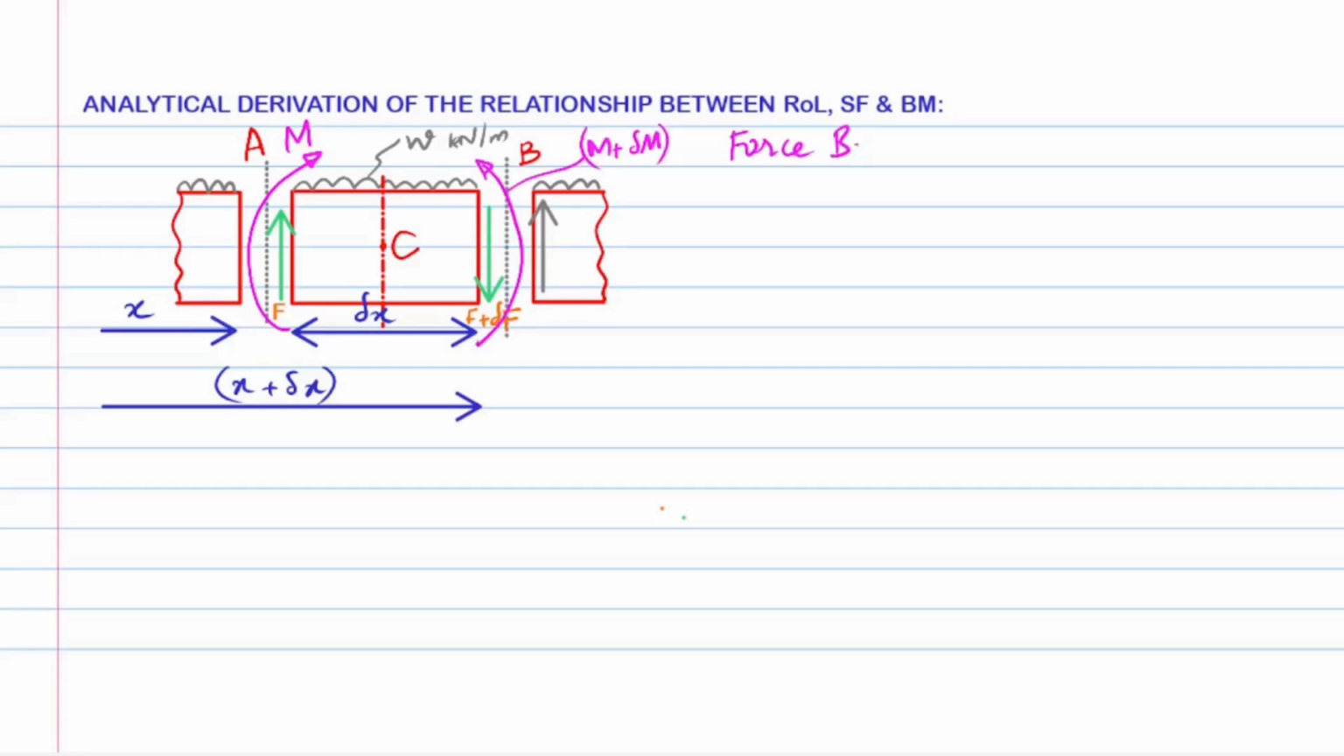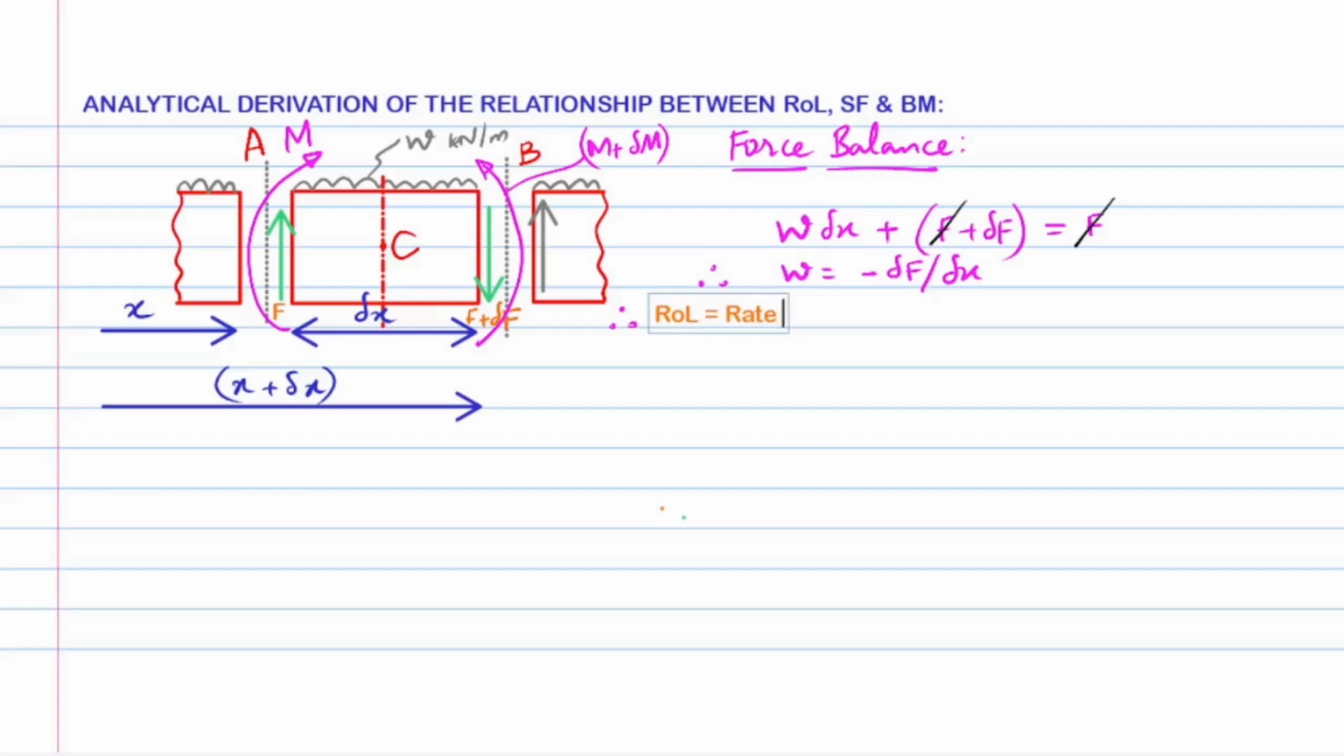Now, considering the part AB in static equilibrium, let's balance the forces vertically. We have the total downward forces equal to the total upward forces, that is, the uniformly distributed load represented as an equivalent point load of W times del x acting at the midspan of the part AB plus F plus del F equal the upward force F. Cancelling out F and rearranging, we have W equals minus del F over del x. That is, the rate of loading is the rate of change of shear force over the length.